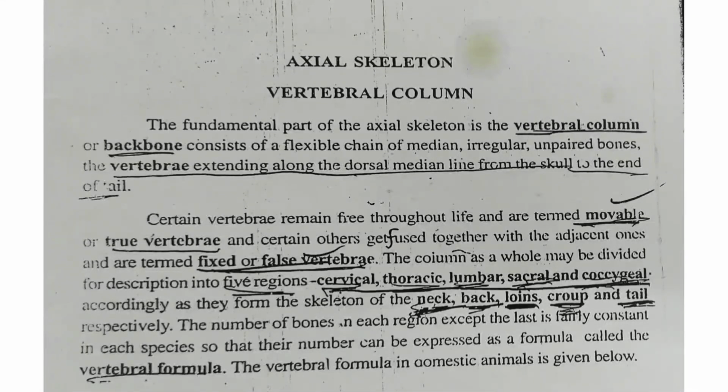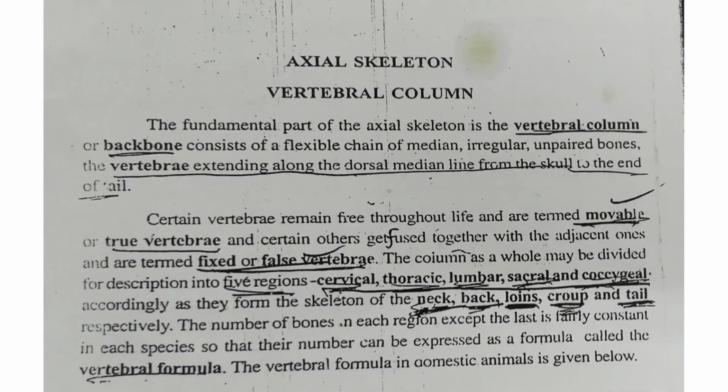Welcome to OnlyVet. In this video, we will be discussing the axial skeleton. The skull, vertebral column, ribs, and sternum are the components of the axial skeleton. Here, we will be restricting ourselves to the vertebral column itself. In the upcoming videos, we will deal with the other components of the axial skeleton.